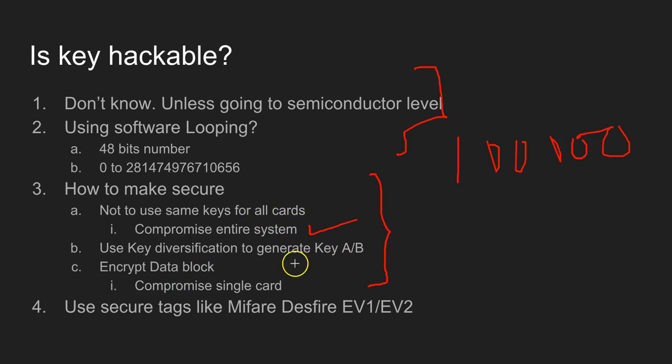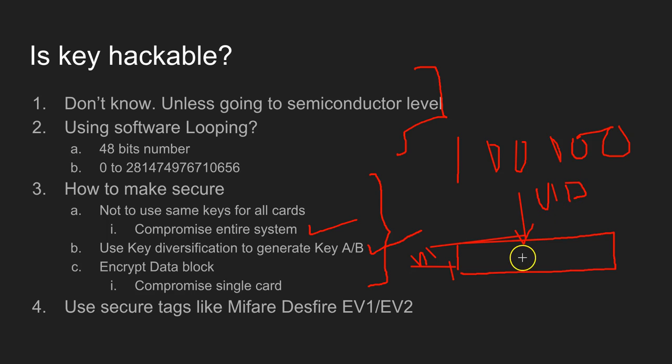So instead of that, every card can be given a unique key of its own, and that's called key diversification. This is the solution used by probably most software developers. So probably you have a master key which is diversified based on the value of the UID or some other properties of the card.